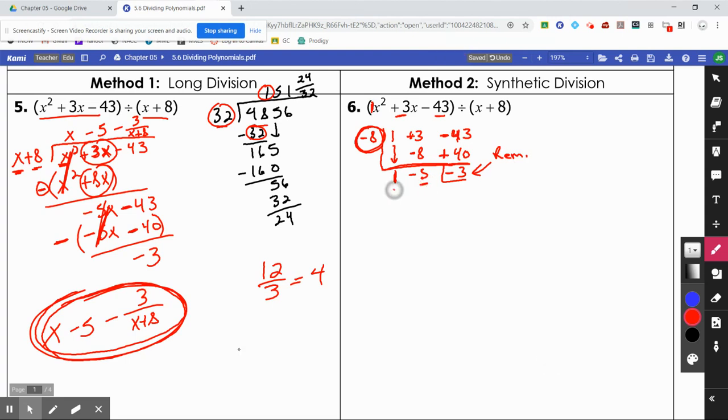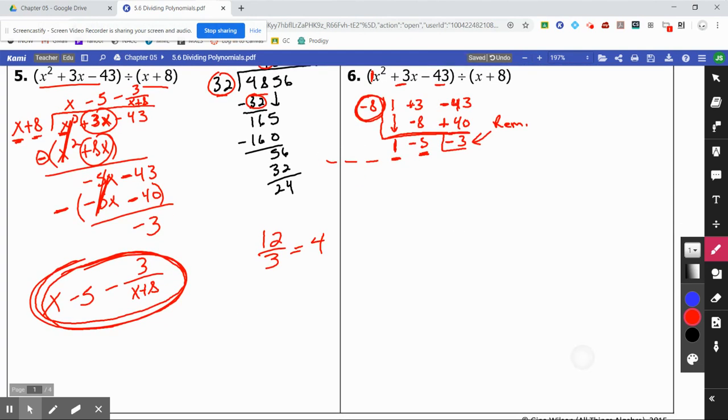Then these values, you're going to count up by your x's. The first number will be your constant term. The next number will be your x term. Then if you have more, it'll be x squared, x to the third, x to the fourth, and so forth. So your remainder was a minus 3 over what you divided by.